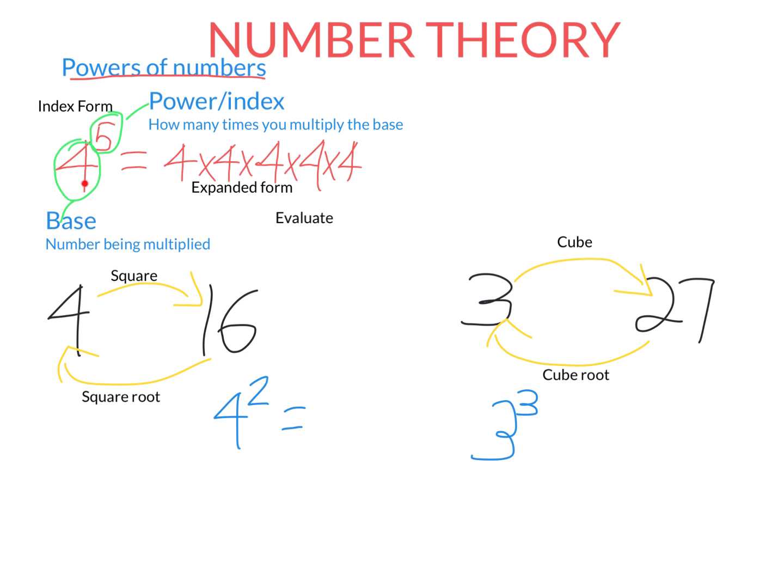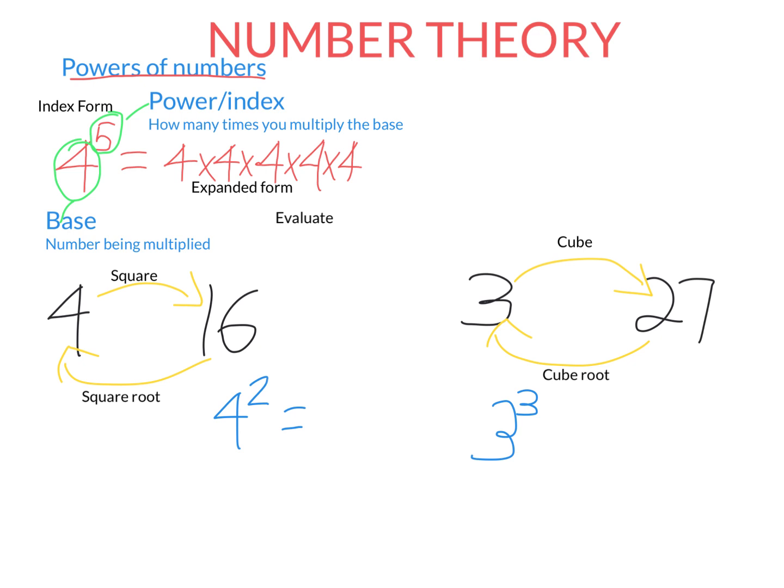Well, we call this number here the base, and that's the number being multiplied. This number tells us how many times we multiply the base by itself. So 4 to the power of 5 means we multiply 4 by itself 5 times. So 4 to the power of 5 is 4 times 4 times 4 times 4 times 4, 4 multiplied by itself 5 times. So this is said to be written in expanded form.